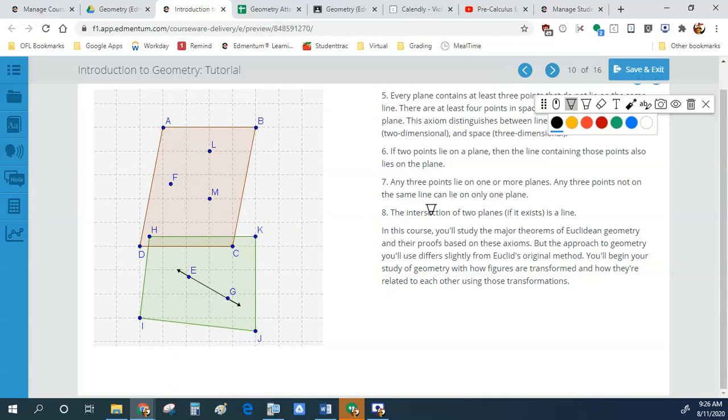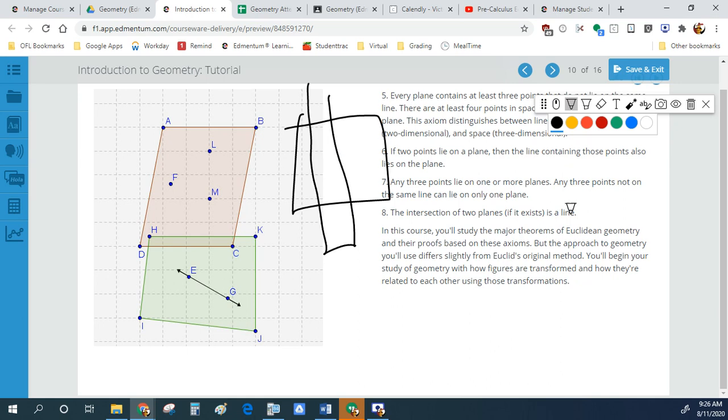Intersection of 2 planes. Oh, this is interesting. If you have a piece of paper and then you have another piece of paper that somehow you get to cross through it, the points where they cross each other make a line.